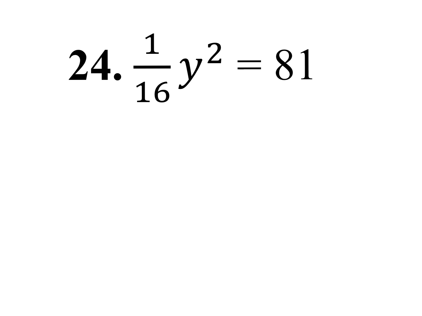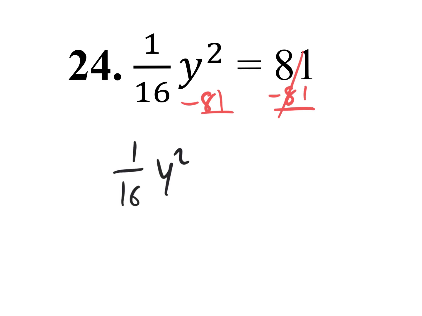I don't know, it depends if we want to get y by itself or if we want to move it over, set it equal to 0 and factor. I want to move it over, set it equal to 0 and factor. And of course, you could go any route you want. I'm going to subtract 81, subtract 81. I want to rewrite this: 1 over 16 y squared minus 81 equals 0.